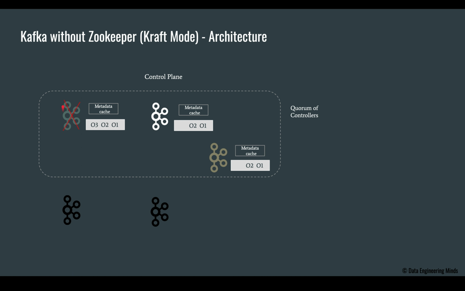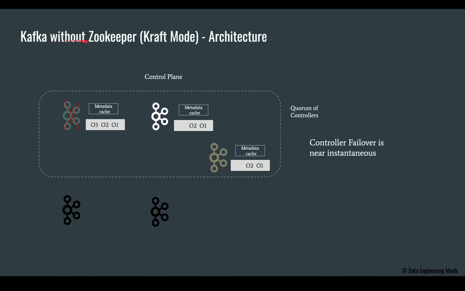In case the active controller itself fails, then one of the follower controllers will become the new active controller. And when it becomes the new active controller, it already has all the latest metadata in its metadata topic. In addition to that, it also has a copy of its latest metadata in its metadata cache. So it can immediately start taking the new role and immediately start operating the Kafka cluster. That is, the controller failover in this new architecture is near instantaneous.